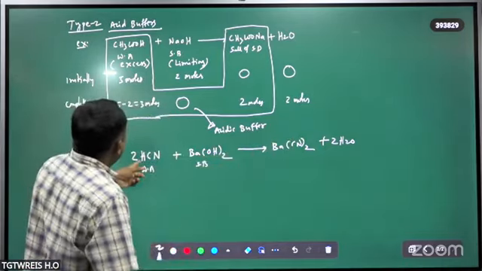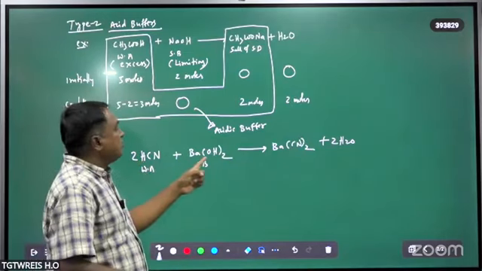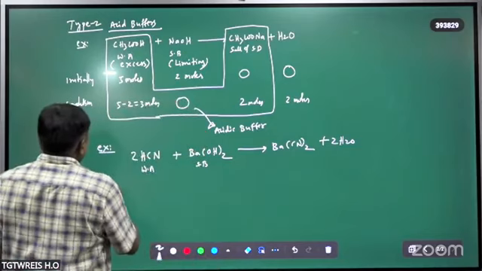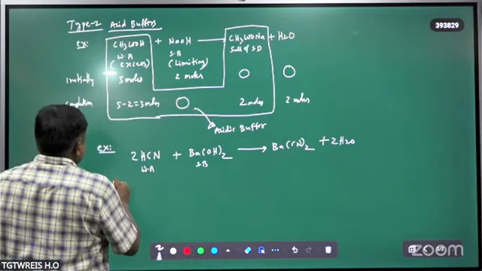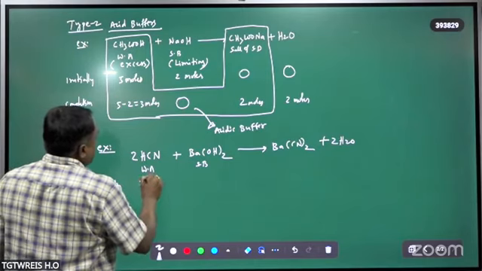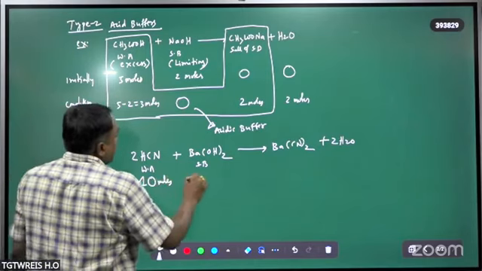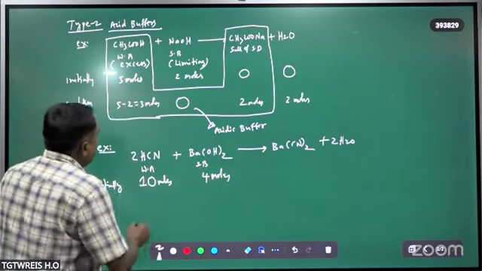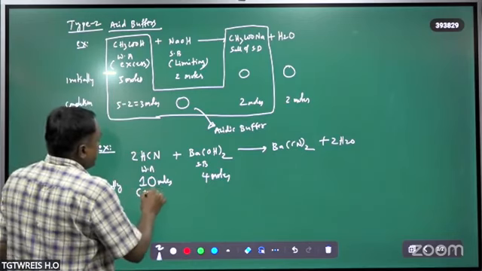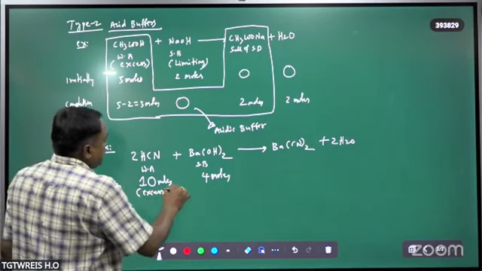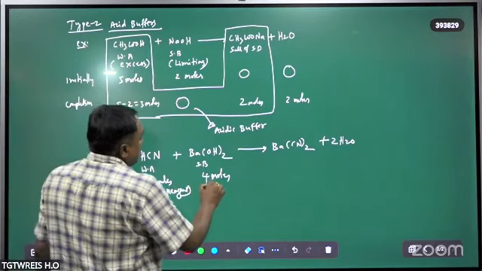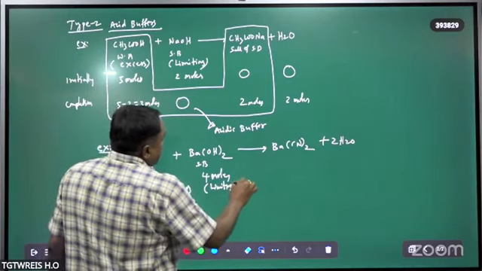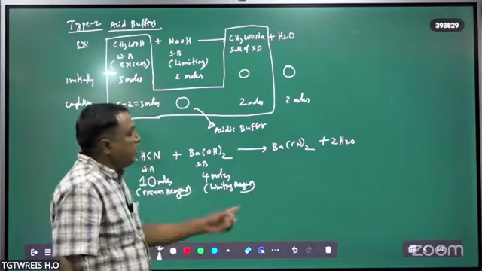But here we are adding what now? HCN and barium hydroxide, giving what now? Barium cyanide plus 2 moles of water. So initially, suppose you take this as 10 moles, and this is 4 moles. So you must take what now? This one is in excess, this is the excess reagent. This is the limiting reagent. This limiting reagent decides the product formation in the reaction.